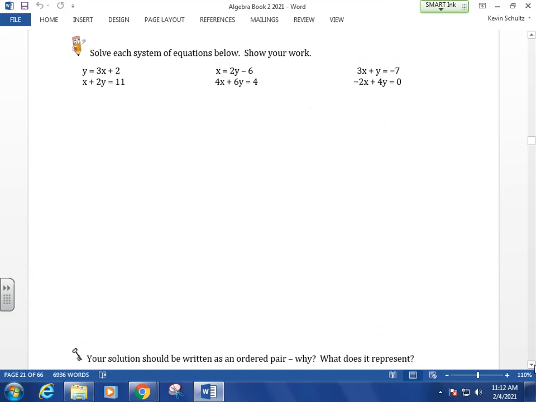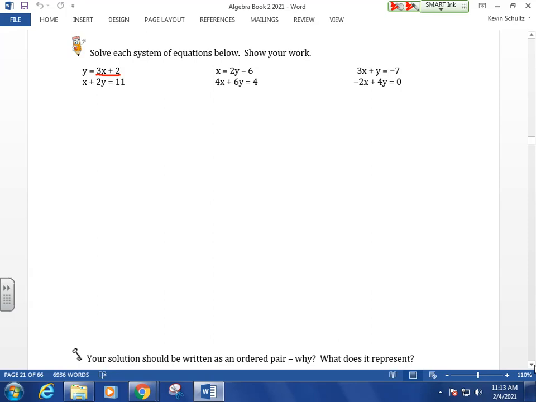So this first one here. y equals 3x plus 2 and x plus 2y equals 11. Given this as a system, remember we're looking for the ordered pair that works in both of them. Do we know what x is, or have a value for x? No. Do we know what y is, or have a value for y? Yes, we do. That first equation tells us that y is equal to 3x plus 2.